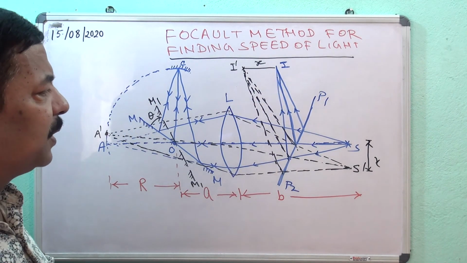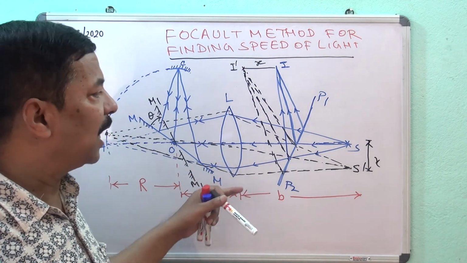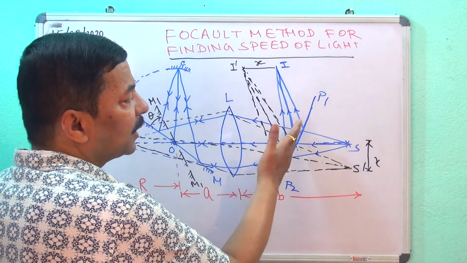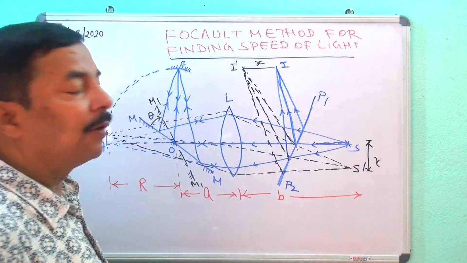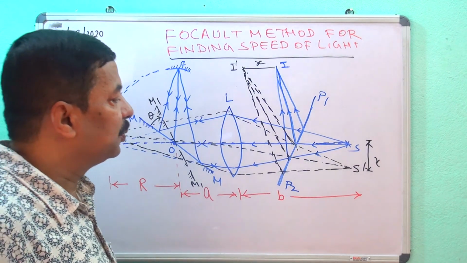So this is basically the diagram of your Foucault method, and the glass plate P1 P2 is inclined at an angle of 45 degrees. It is partially reflecting and partially transmitting.